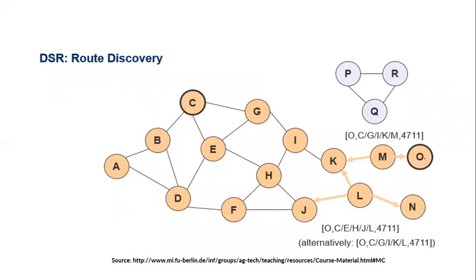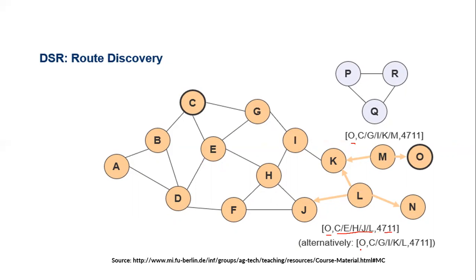Now M broadcasts something like this. Destination is O, path traversed is C, G, I, K, M. Okay. L broadcasts like this. Destination is O, path traversed is C, E, H, J, L, and this is the ID.